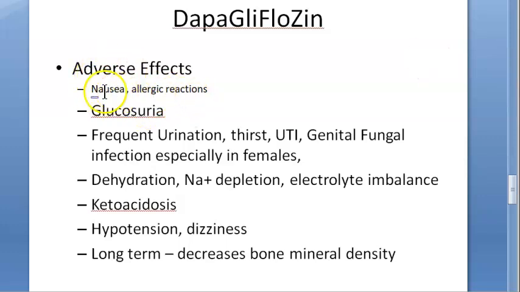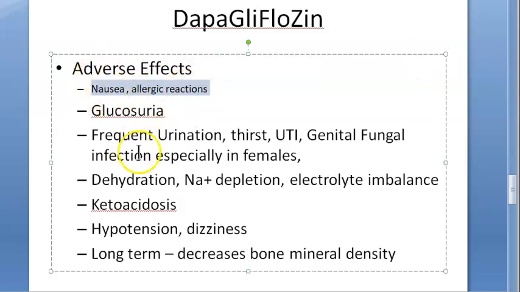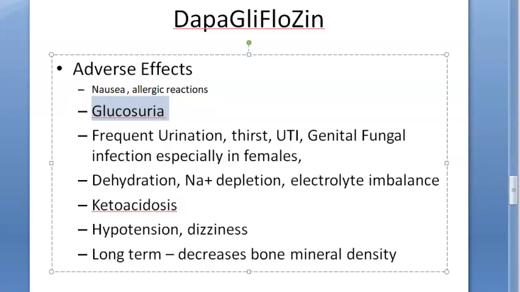So adverse effects, standard things: nausea, allergic reactions, hypersensitivity, you will write all that. Basically, it will cause glucosuria. You know that. Glucose in your urine. So what will happen if glucose goes in the urine? Yeah, you will have sodium depletion also. So if sodium depletion happens, you will have electrolyte imbalance, right?